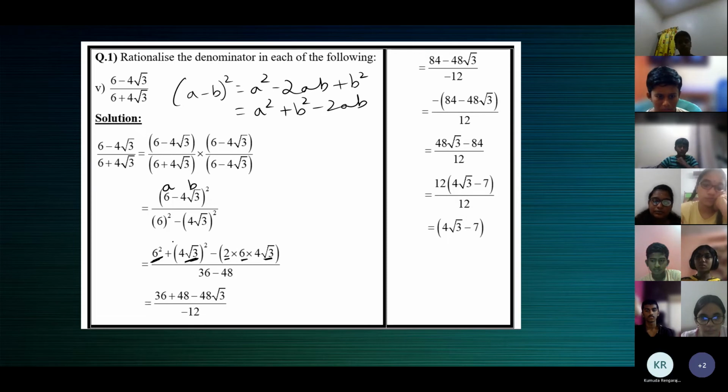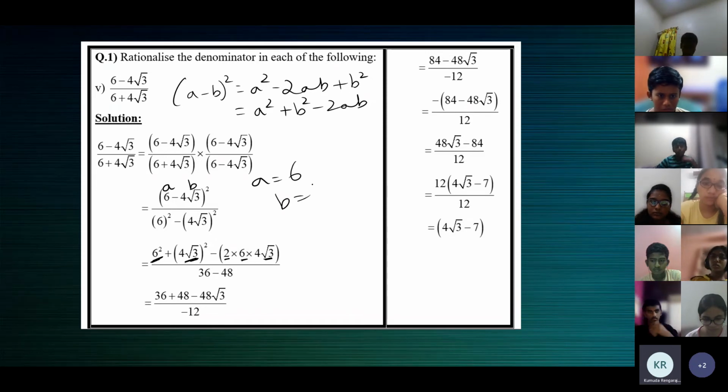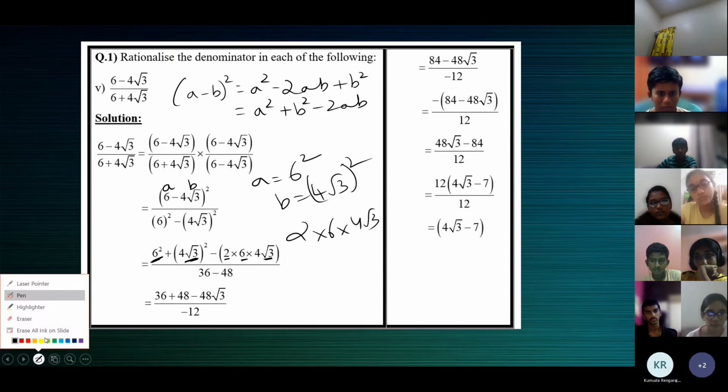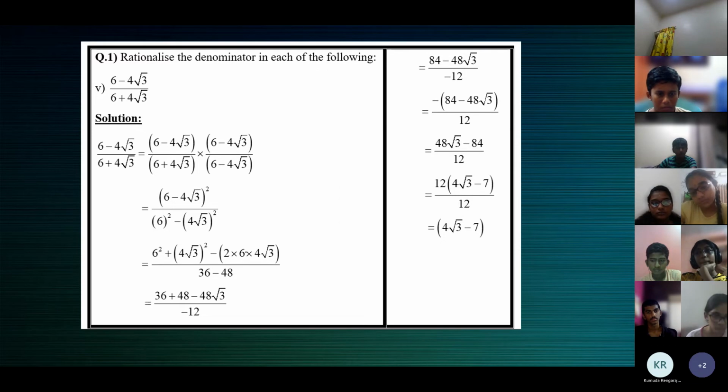Yes, children? A minus B the whole square: A is 6, B is 4 root 3. A squared is 6 squared, B squared is 4 root 3 the whole square, and 2AB is 2 into A into B, 4 root 3. Okay, so that's what we see here. And in the denominator, A plus B into A minus B is A square minus B square.